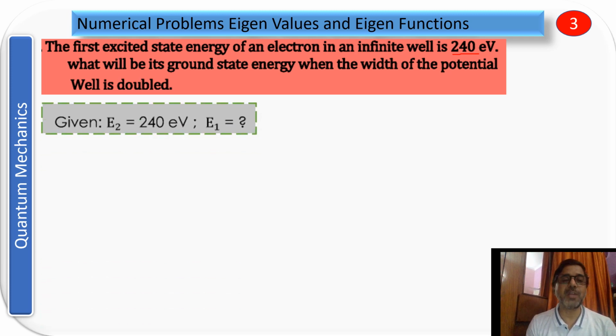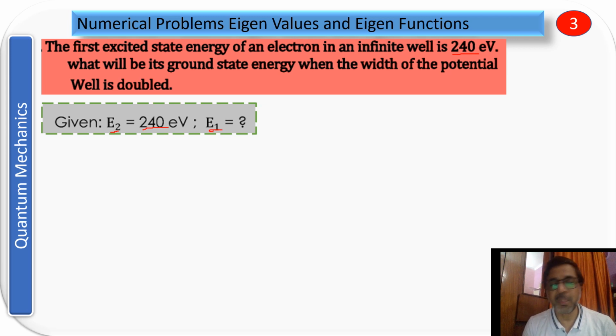So what is the value that is given? Nothing else is given. You have been given that in the first excited state, so naturally n is equal to 2, there you have the energy of 240 electron volt, and you have to find out what is the energy in the ground energy state, that is E1. What is the energy in your ground energy state? That is E1.